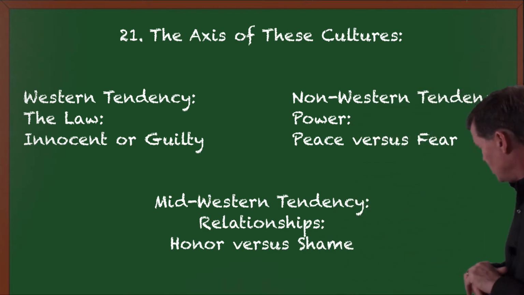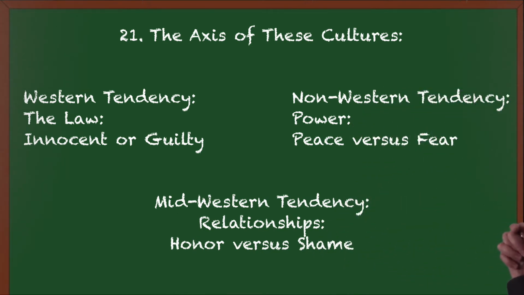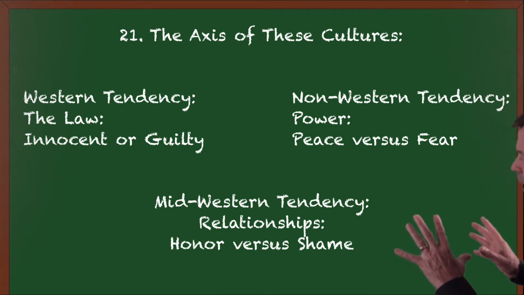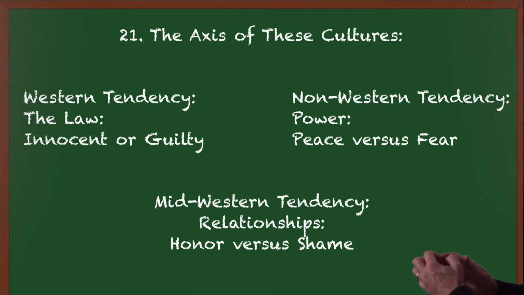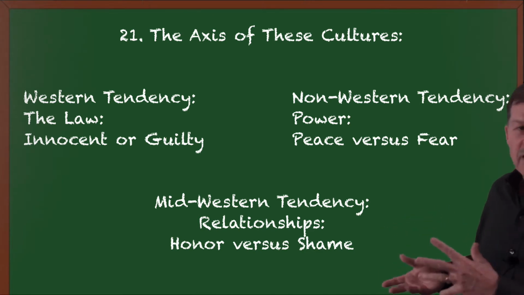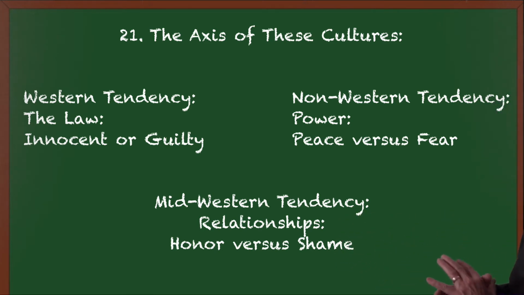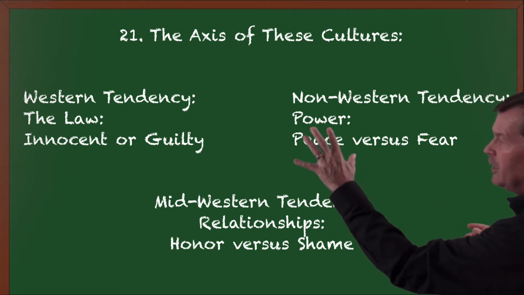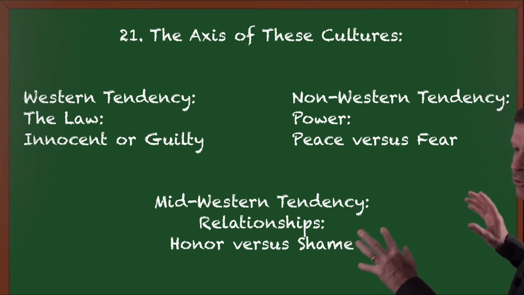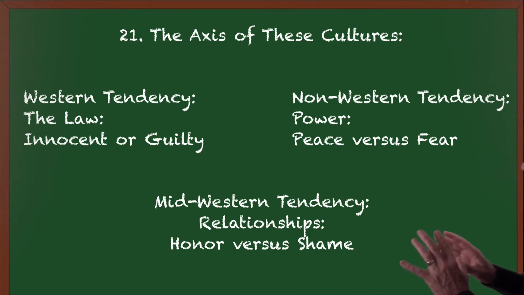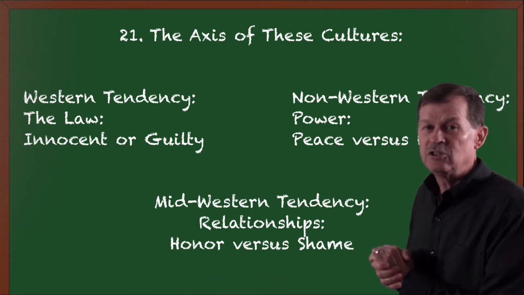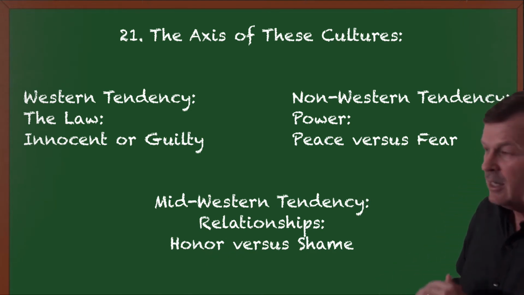But in the middle, off to the side here, I'll say we have a Midwestern tendency. It's a tendency that we often find from the rural setting to the suburban areas, and it's about relationships. Relationships are what is most important, and it's honor versus shame. The law is not as important, and they're kind of removed from the culture of power. What is most important to them is maintaining relationships, being honored in a relationship or honoring relationships, and not shaming them.